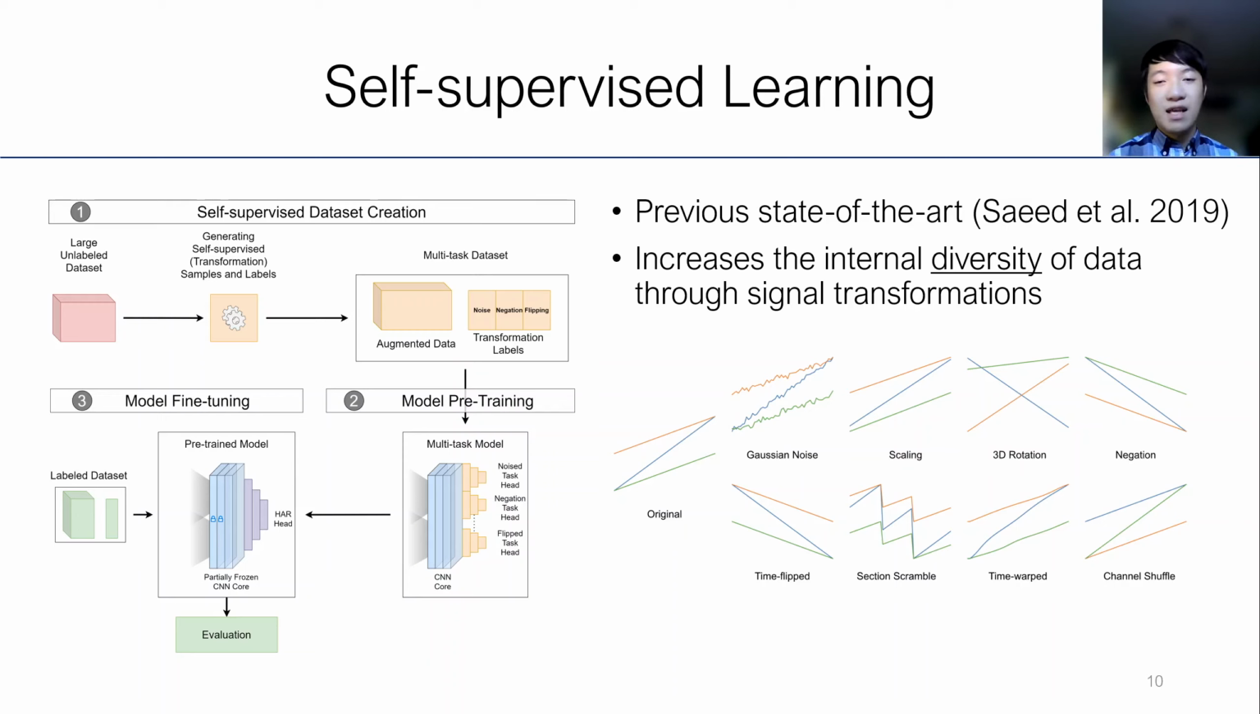And the set of transformations that was used in the previous state-of-the-art is a set of 8 time series transformation functions, which include adding Gaussian noise, scaling the data, applying a 3D rotation, etc. And this increases the internal diversity of data through signal transformations, which are themselves augmentations on the data.